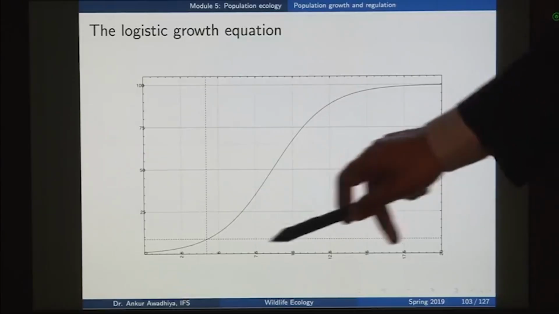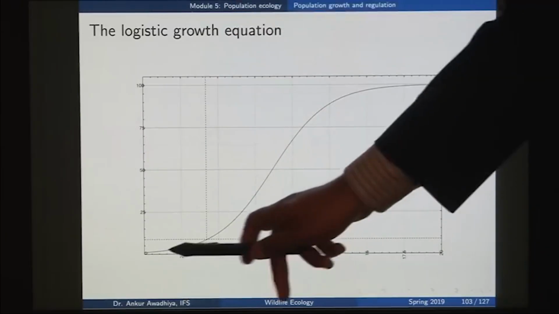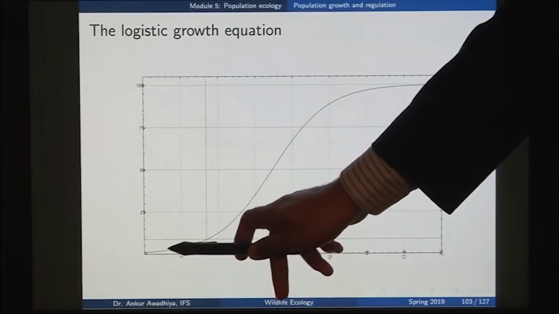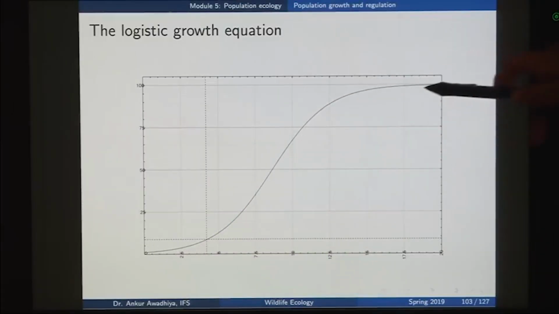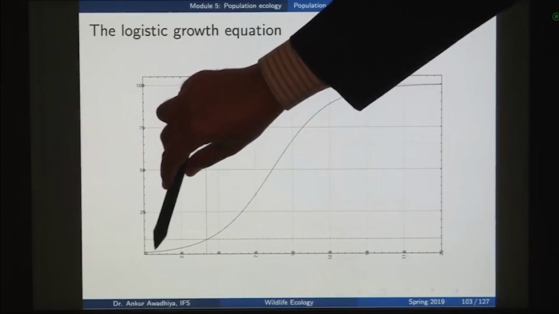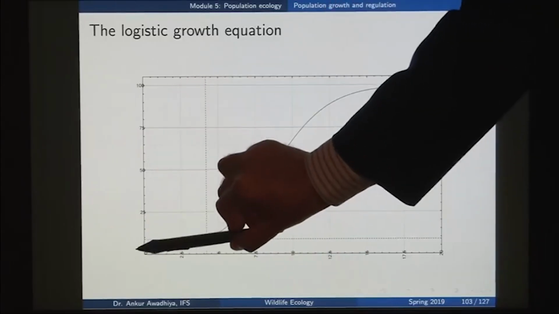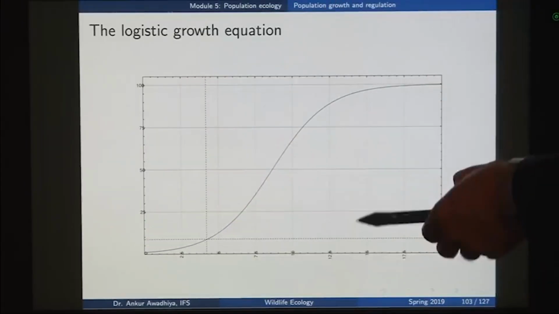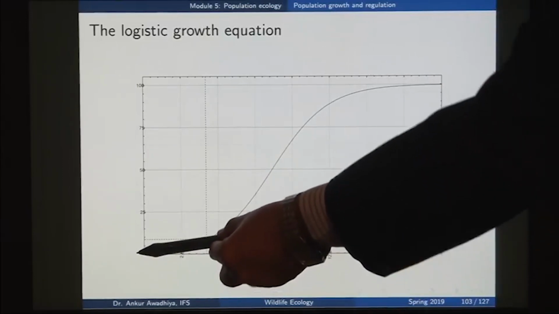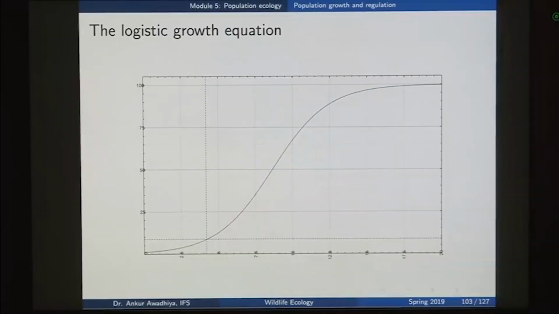So, this is the time t, this is the number of individuals. We start with a very small number of individuals, then it goes on increasing like this. Now, this phase in which it is more or less flat goes by the name of the lag phase. It is called the lag phase because the number of organisms is so small that their population growth rate cannot be very large.